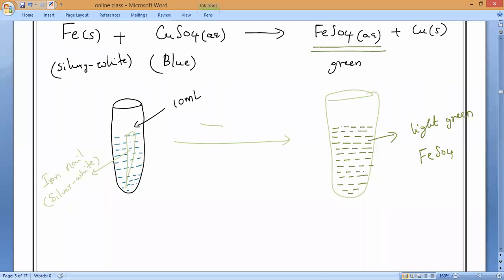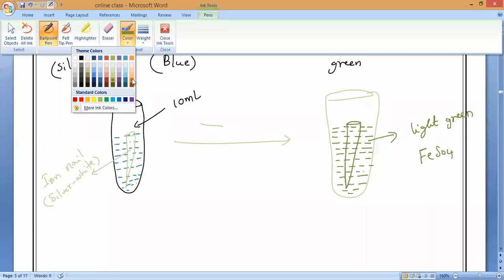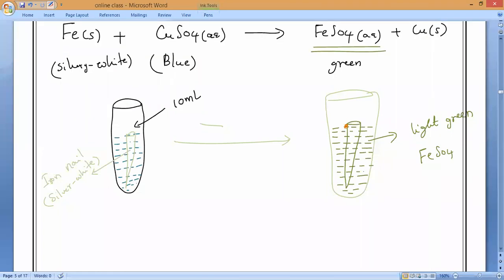Now the iron nail will still be present here. So this is the iron nail. You can notice above it that a red color substance is deposited on the surface of the iron nail. So that is only what we call, guys, copper. Red color copper deposited. That is what we can say is copper metal, which is reddish brown.